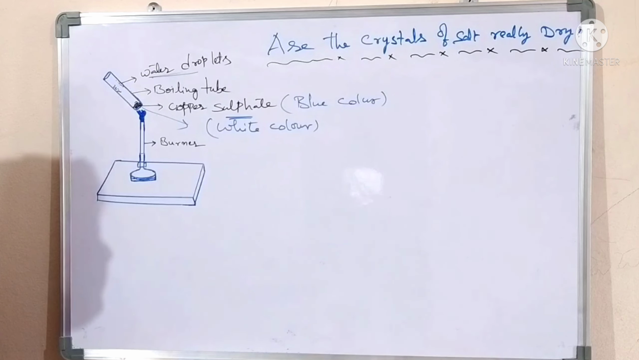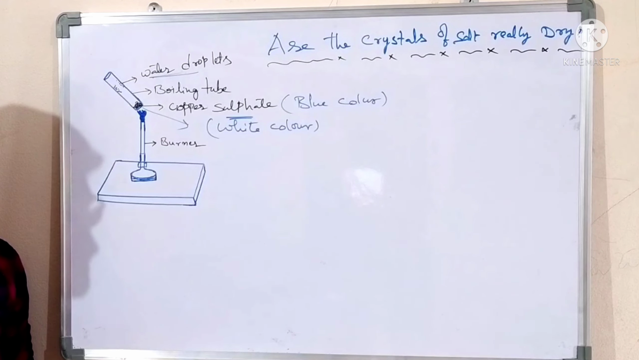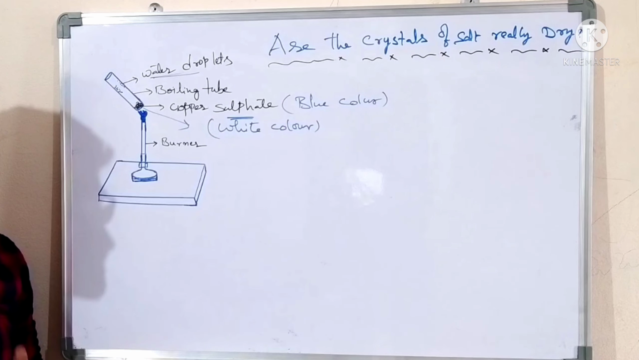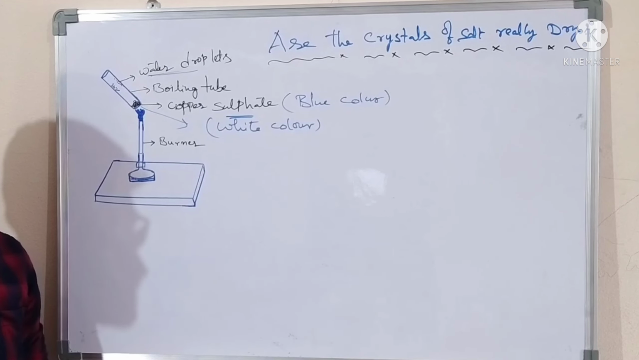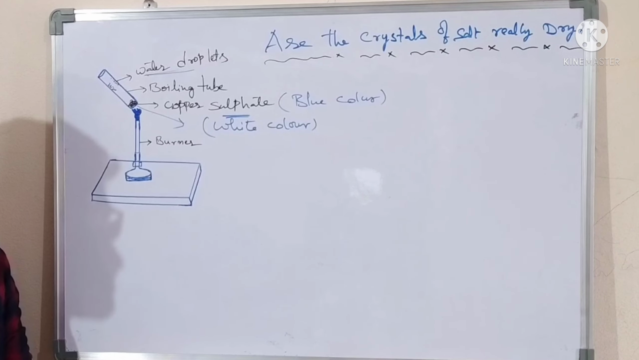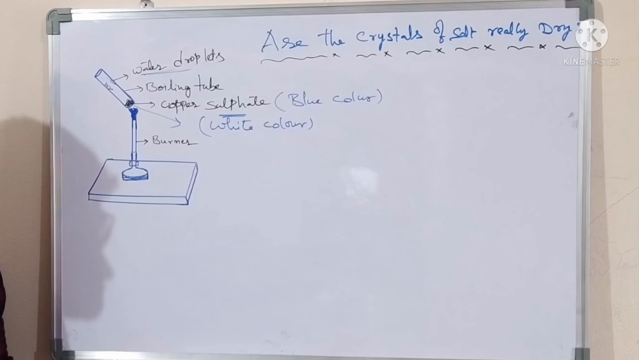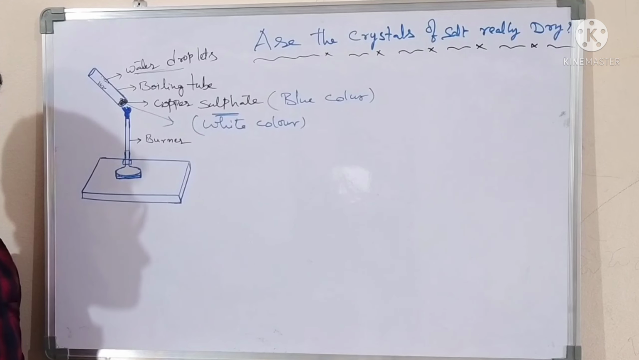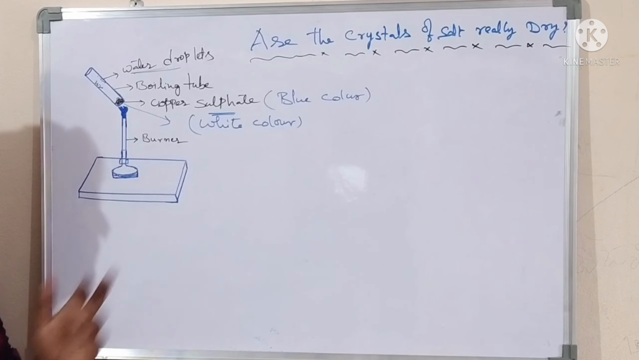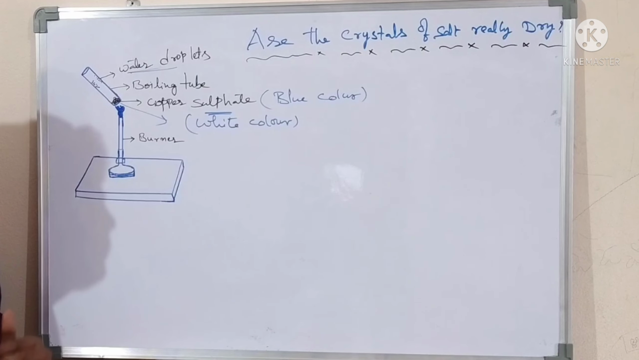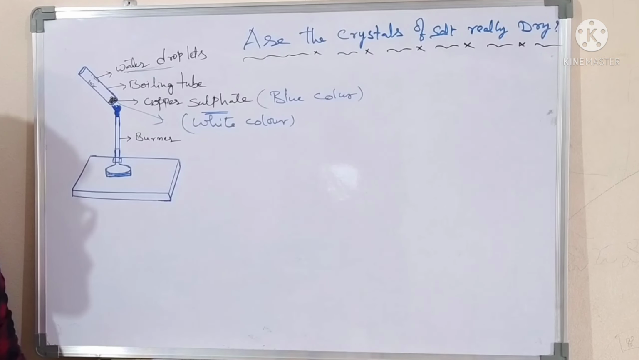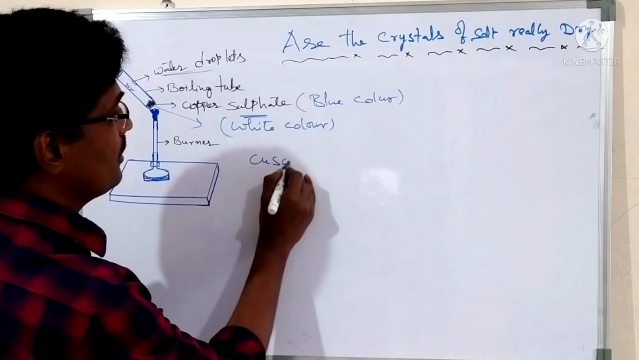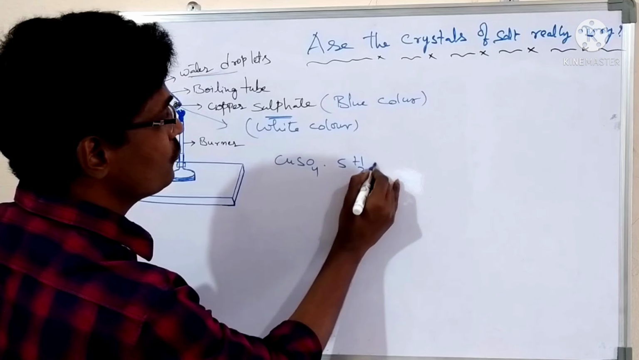How does it look? It looks dry because of water of crystallization. What is water of crystallization? A fixed number of water molecules present in one formula unit of salt is called water of crystallization. Due to the water of crystallization, copper sulfate has blue color. When water particles are absent, it is white, which looks dry, but it is not dry, it is wet. One formula unit of copper sulfate contains 5H2O.